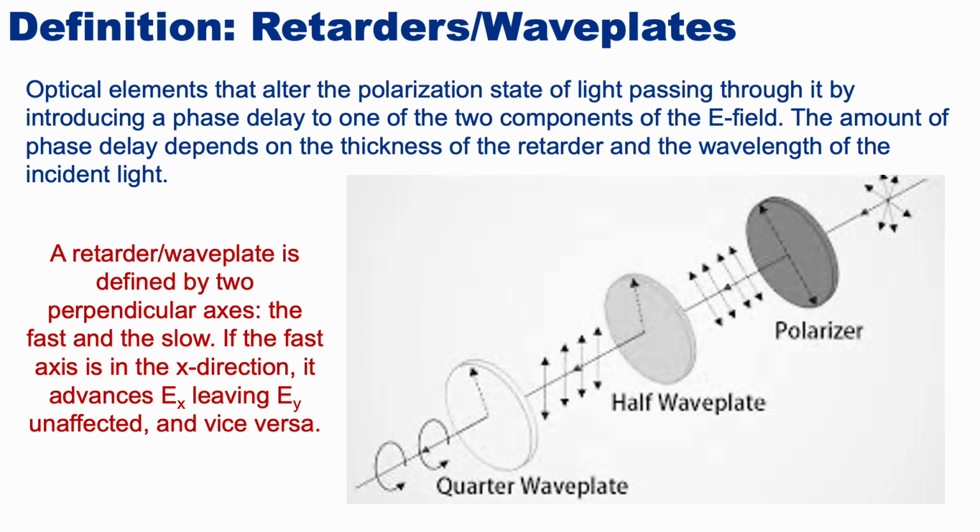The amount of phase delay that one of the components of the electric field suffers is gonna depend on the thickness and also the wavelength. So those elements are mostly wavelength dependent. Every time that we are defining a retarder or a wave plate, we're gonna define two axes. We're gonna talk about the fast axis, that is the one that is gonna introduce the delay, and then the slow axis.